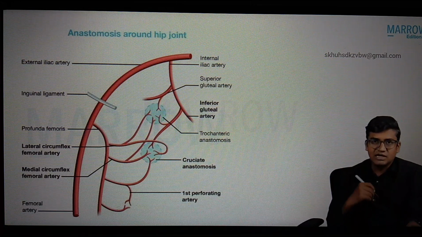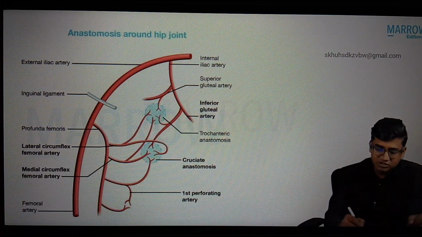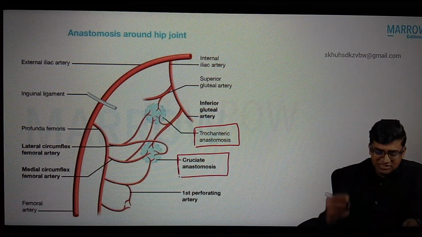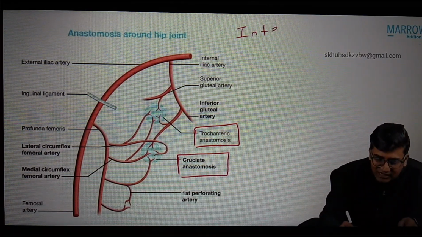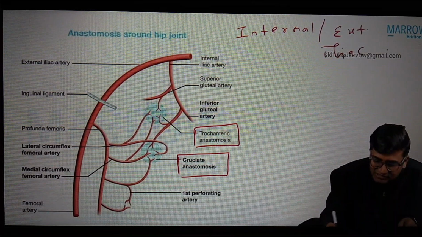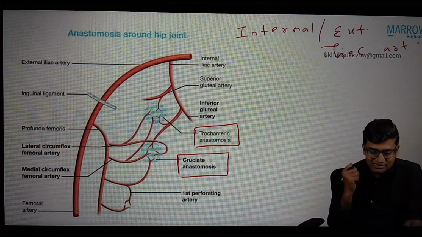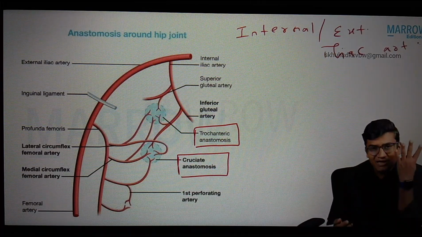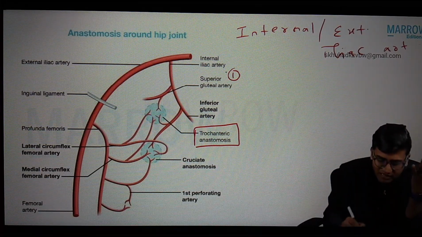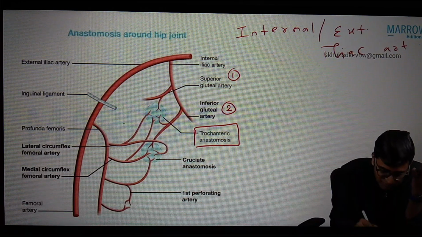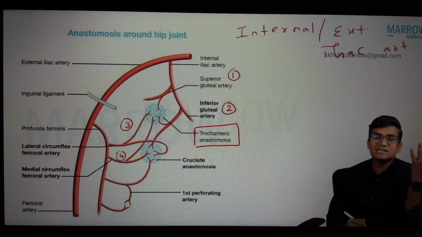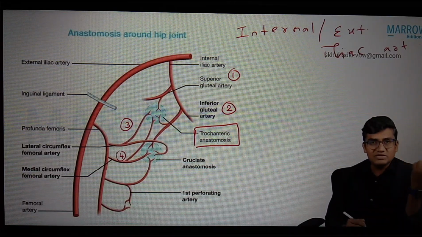Yes, don't forget. Next one. We have anastomosis around the hip joint. We have 2 anastomoses: trochanteric anastomosis and cruciate anastomosis. Now, these anastomoses are between the internal iliac artery and the external iliac artery. Okay. Now, what are the arteries involved in the trochanteric anastomosis? In the trochanteric anastomosis, 4 arteries are involved. What are those? Superior gluteal artery, inferior gluteal artery, and branches from the medial circumflex femoral and lateral circumflex femoral. The medial circumflex femoral and lateral circumflex femoral are branches of the profunda femoris artery.